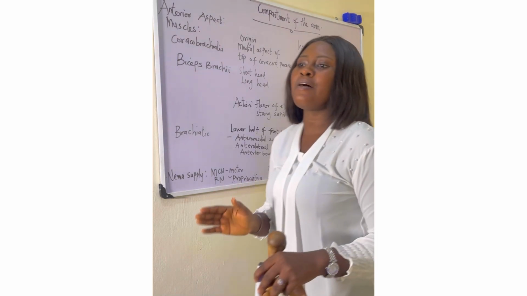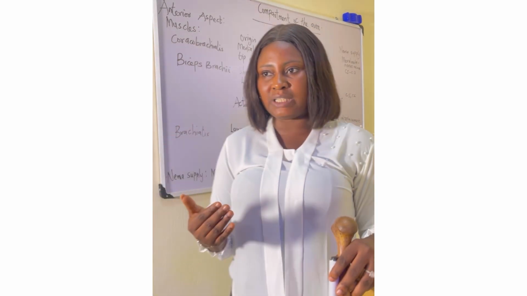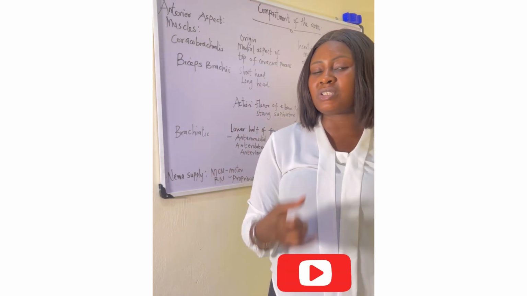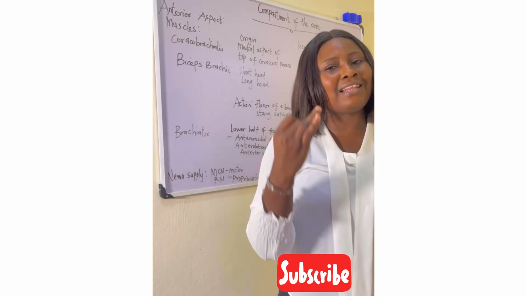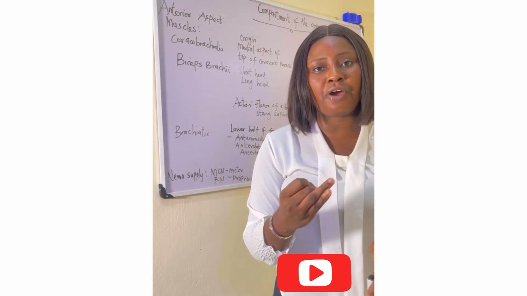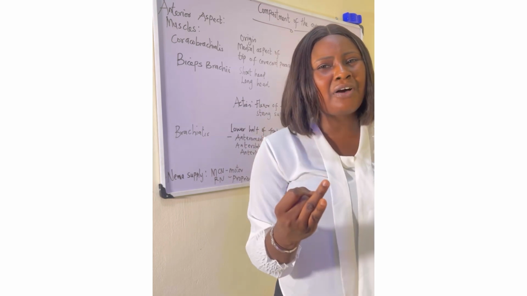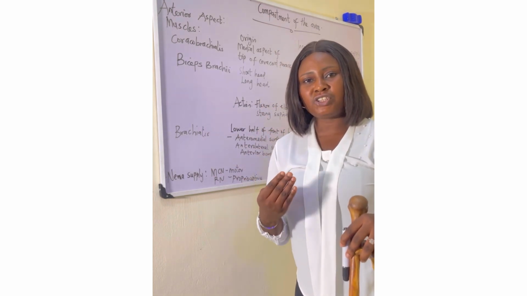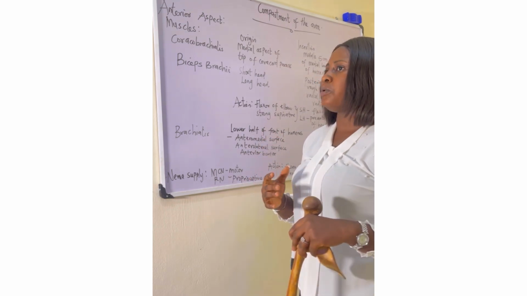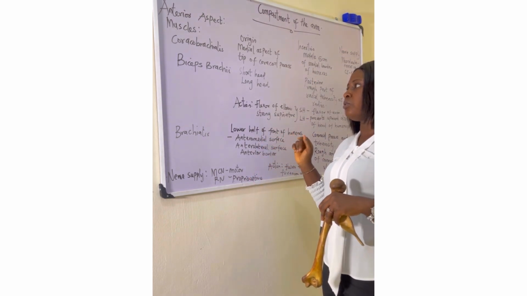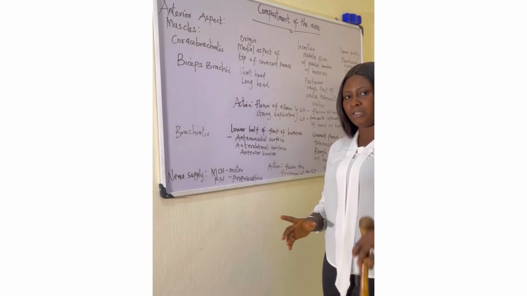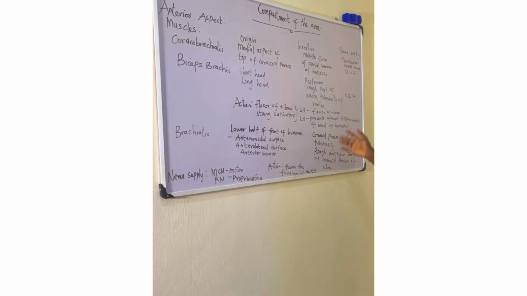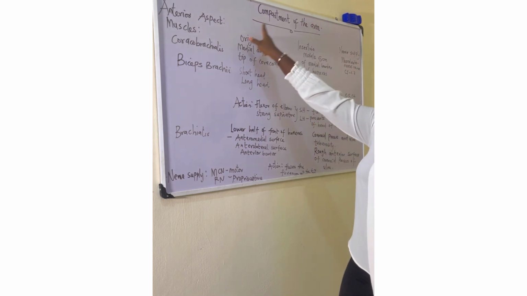When you're talking about muscles generally in the body, there are outlines that you should have at the back of your mind when you are discussing muscles. First is the origin, second is the insertion, third is the action of that muscle, the innervation of the muscle, and the arterial or blood supply. So let's go. The first one is the coracobrachialis.